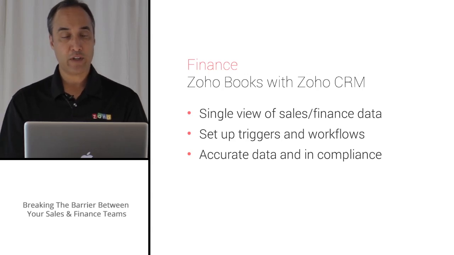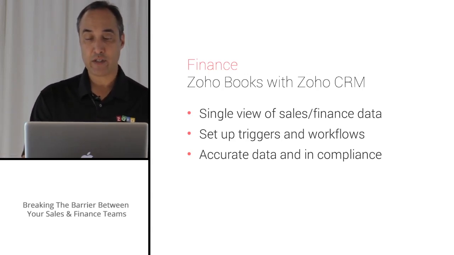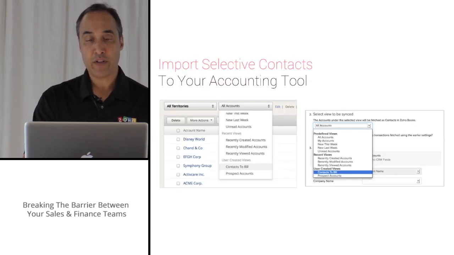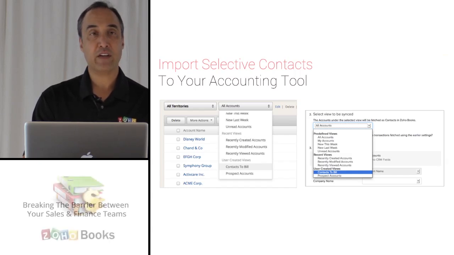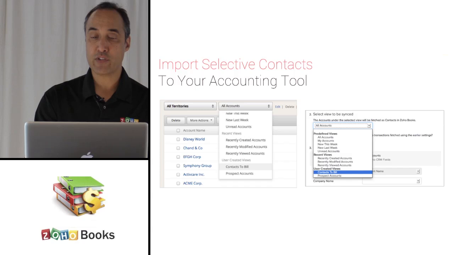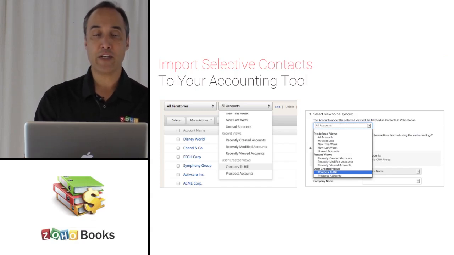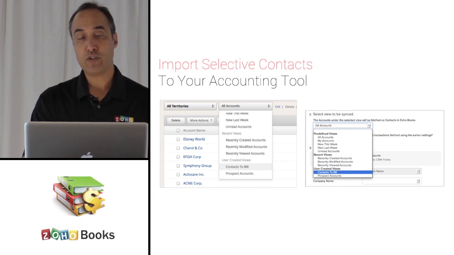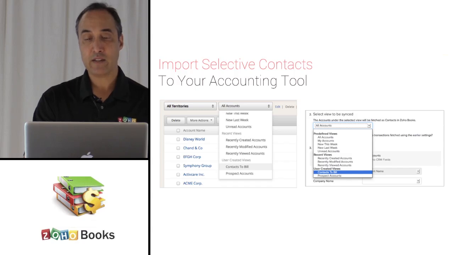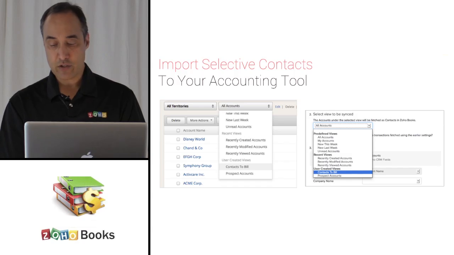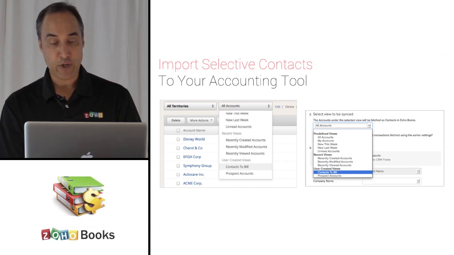Let's take a closer look at some of this integration in some screenshots. So first off, one of the features of the integrated solution is being able to sync contacts between Zoho CRM and Zoho Books. Not only can you take all contacts and import them into your accounting application, but you have the ability to take select contacts or selected views and populate that into the accounting application Zoho Books.